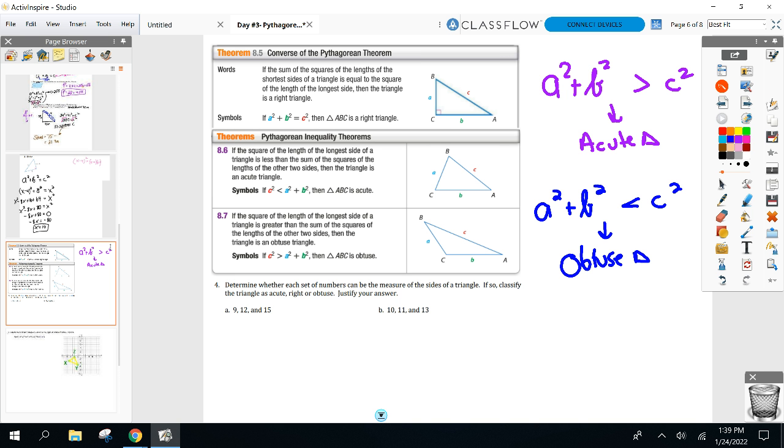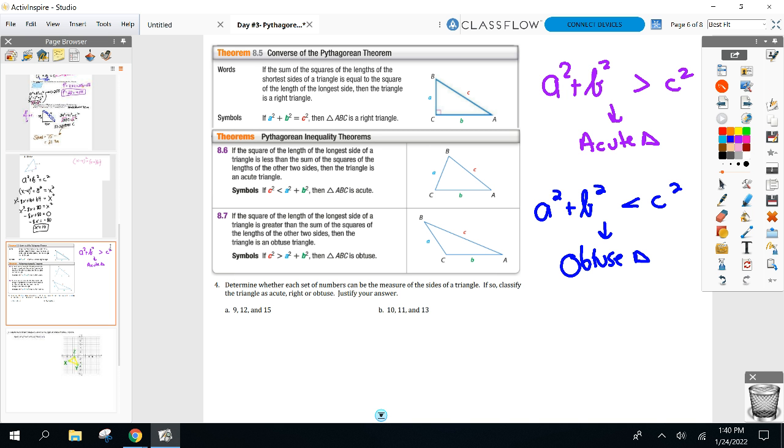So that's how else we're going to use Pythagorean theorem. I don't need angles. All I need is the three sides, and I can tell you if it's acute or obtuse. I think I'm missing a scenario here. I got greater than, I got less than. What am I missing? Equal to.